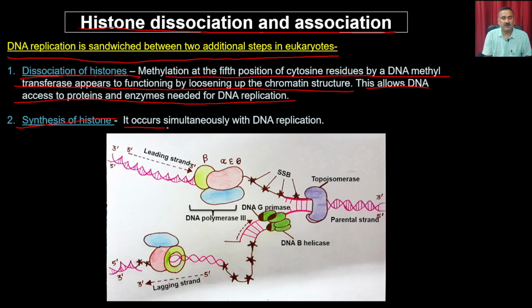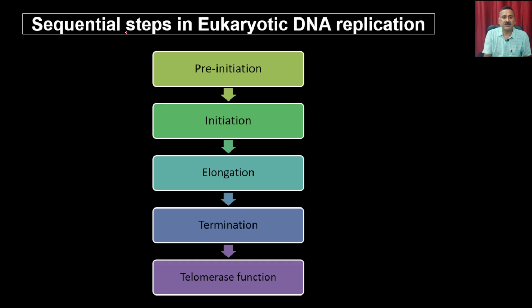Then, the synthesis of the histones occurs simultaneously with the DNA replication. So, these are the sequential steps in DNA replication. The first step is the formation of the pre-initiation complex, the second step is initiation, the third step is elongation, the fourth step is termination, and the fifth step is telomerase function, so that you can complete the telomeric regions.